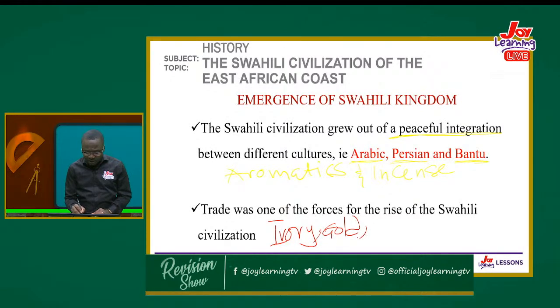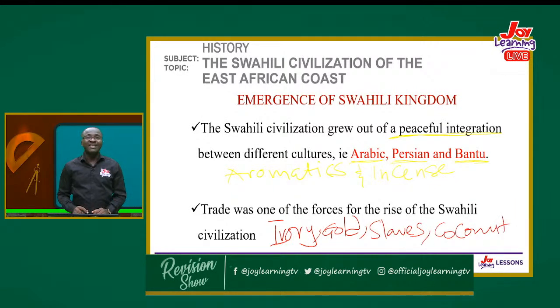Now, they were equally interested in items such as slaves. They also wanted to get slaves to undertake their various economic activities. And slaves were important economic items that were used in other territories. All right. Now, they were also interested in coconuts. Yes, coconuts abounded in these areas. And so the traders were interested in some of these items.